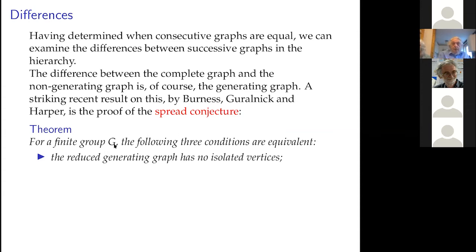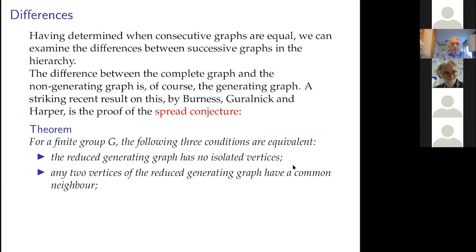If you have a finite group G, the following three conditions are equivalent. First one says the reduced generating graph has no isolated vertices. That means, apart from the identity, if I pick any element X, I can find some element Y such that X and Y generate the group. So any element, you can find one to pair with it to generate the group.